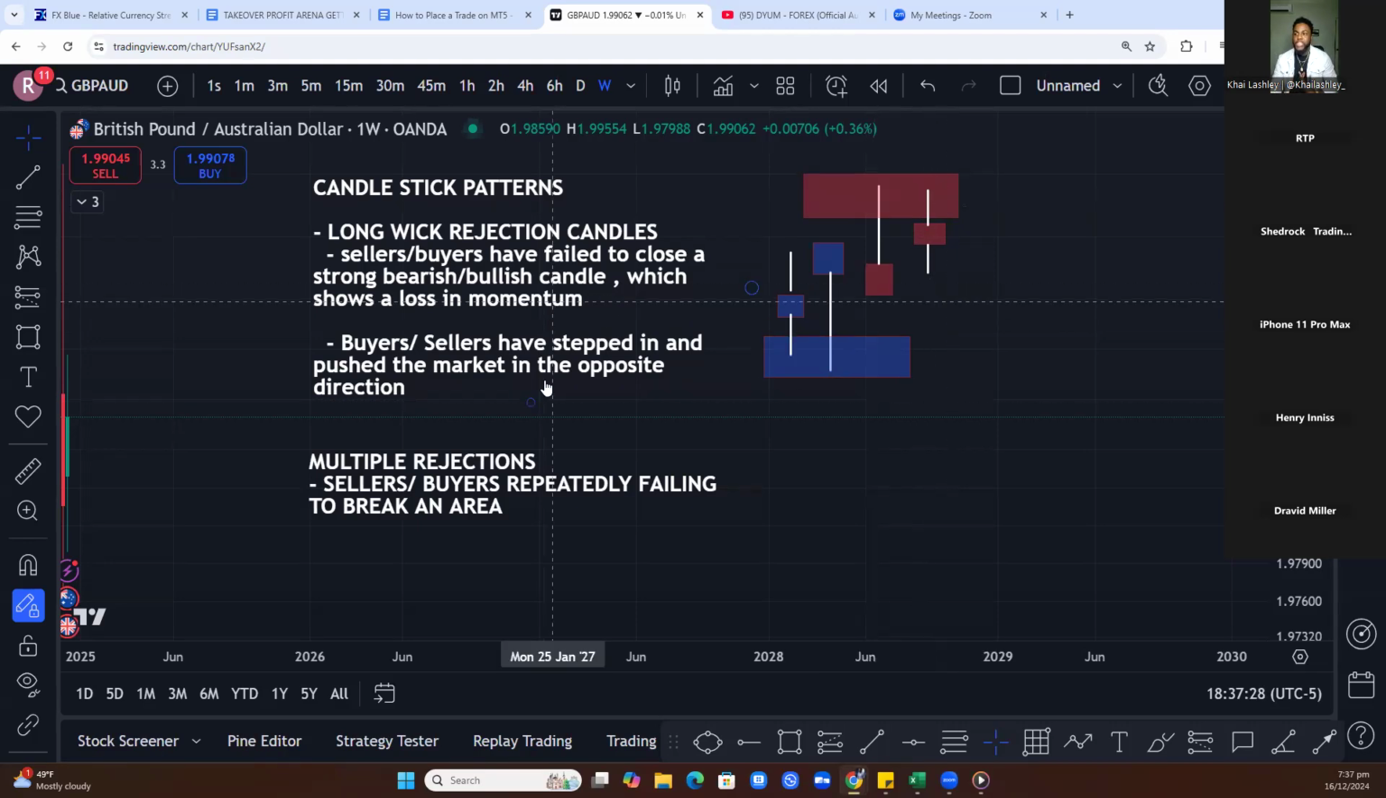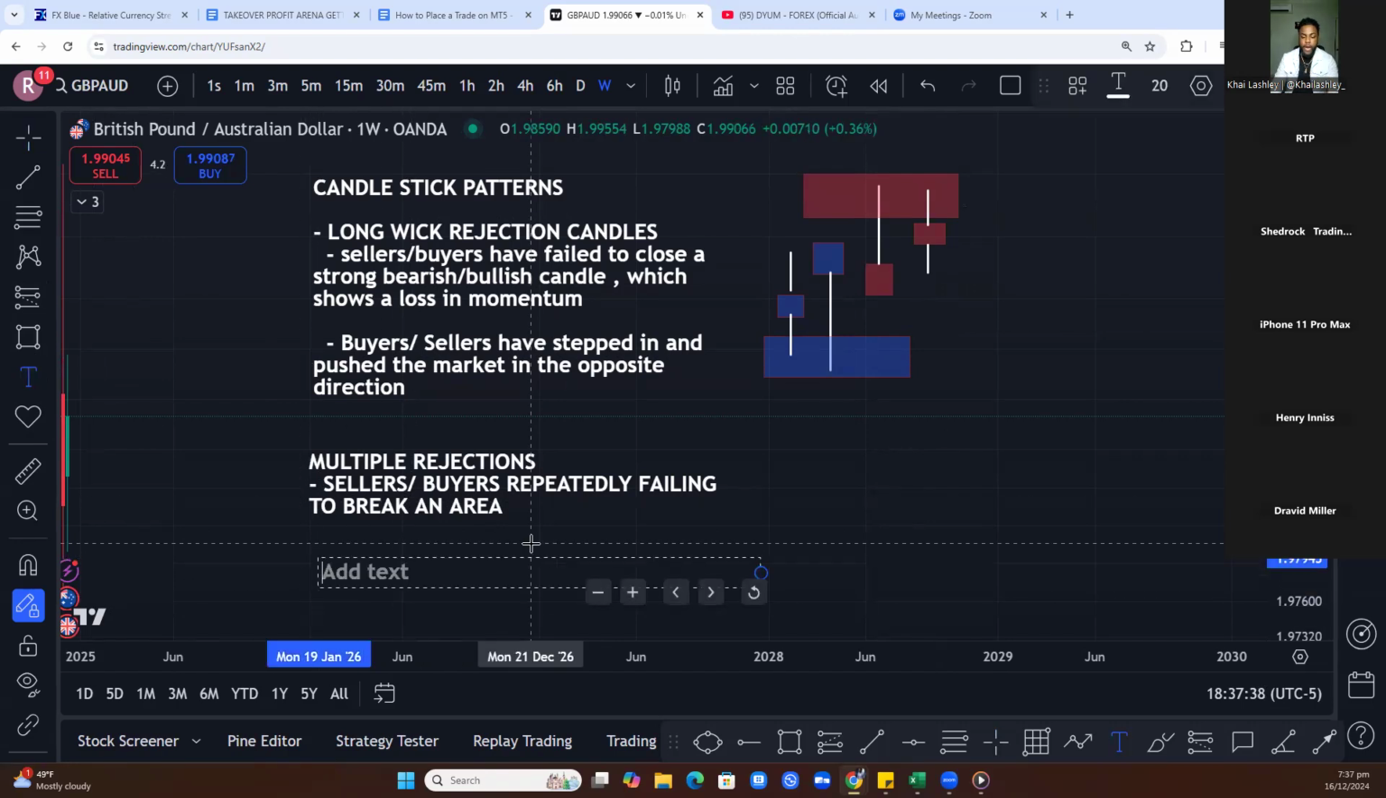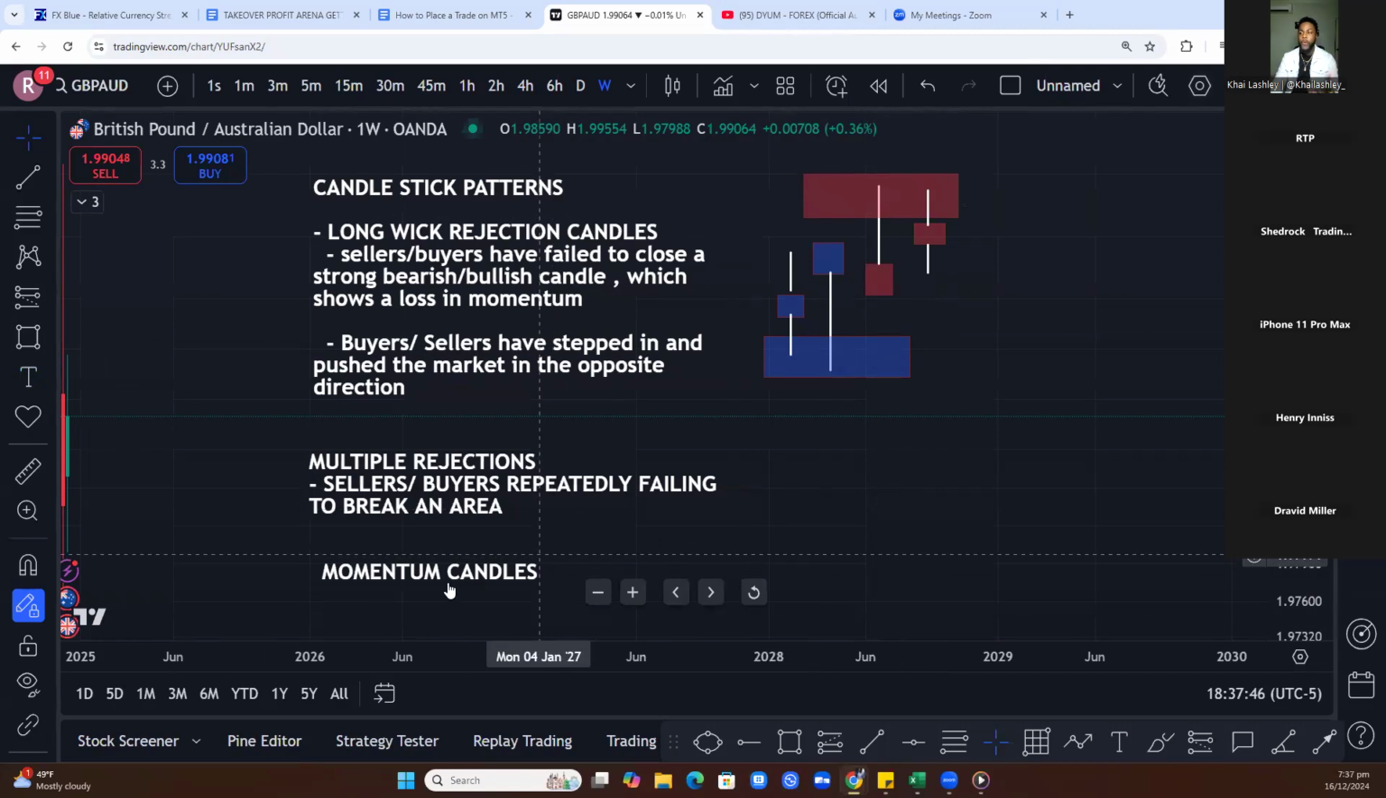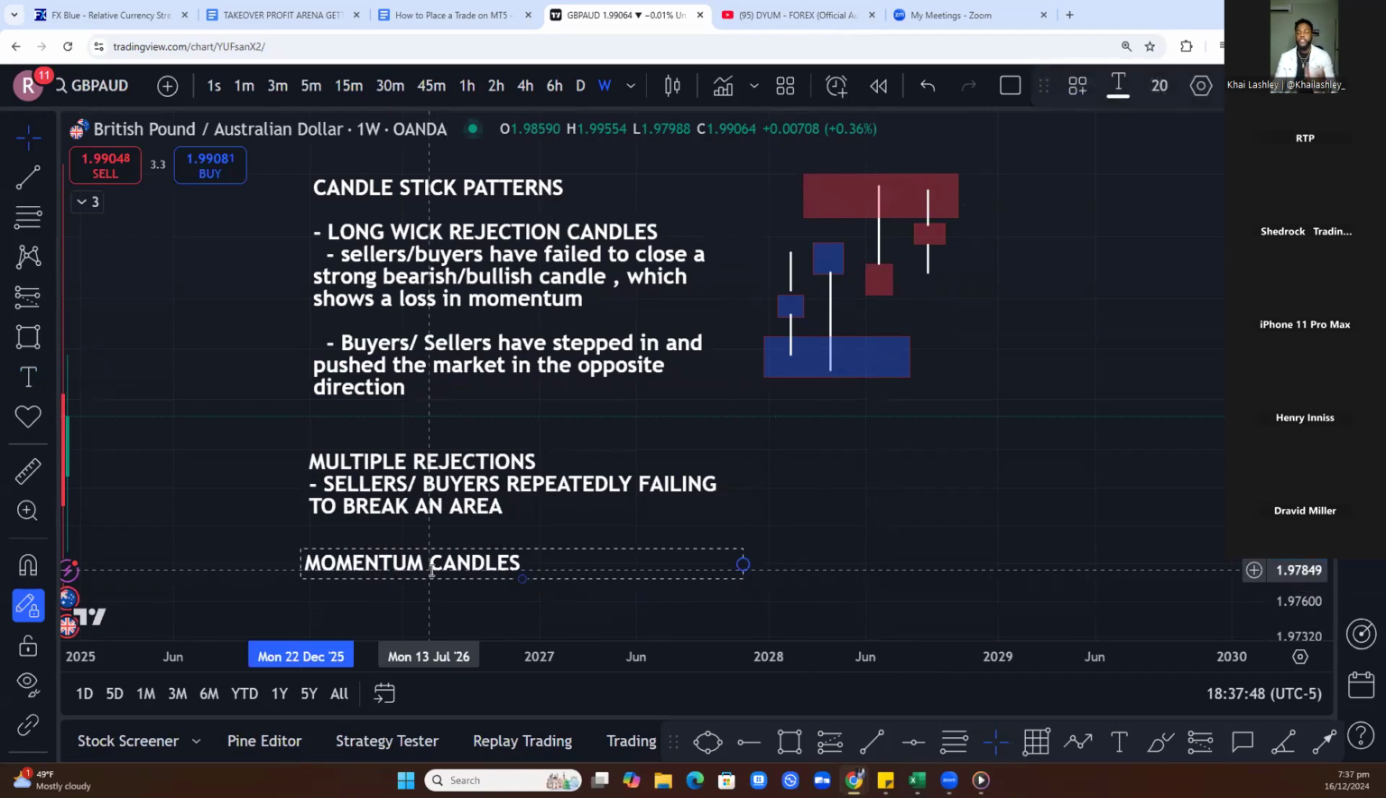So we got multiple rejections, we got long wick rejections, and here's the third one. Like I said, it's about five. The third one is momentum candles. Of course, it does what it says. It shows you the momentum in the market, which direction the market is pushing in.